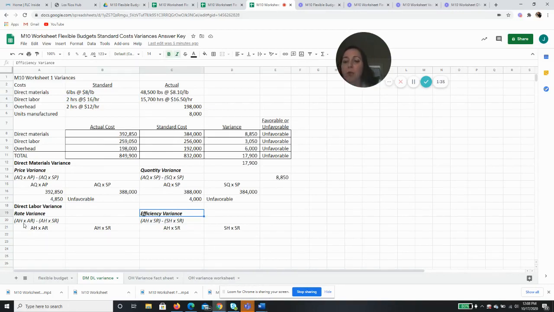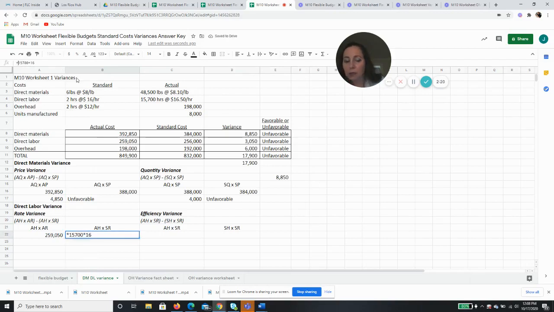A rate variance is our actual hours times the actual rate minus the actual hours times the standard rate. So we're leaving the number of hours alone, and we're just looking at differences in rate. Our actual hours times our actual rate: we used 15,700 hours times $16.50 an hour, and so our actual was $259,050. We see that up here. All right, and then we're going to look at our actual hours times our standard rate.